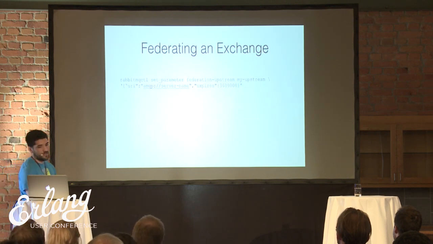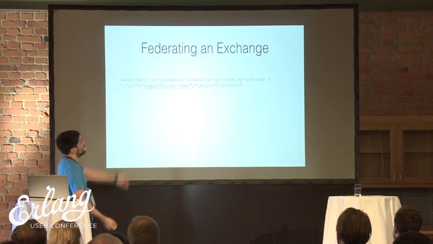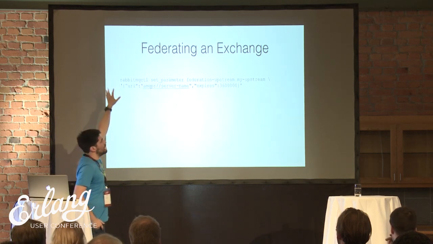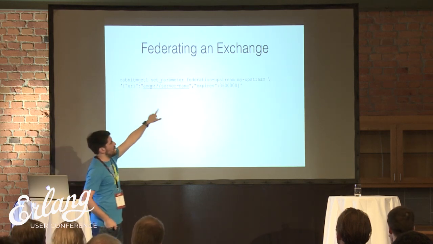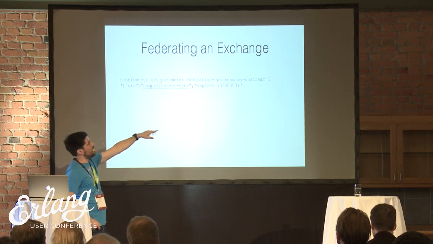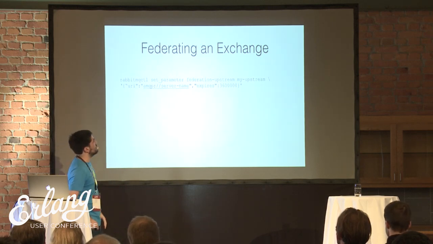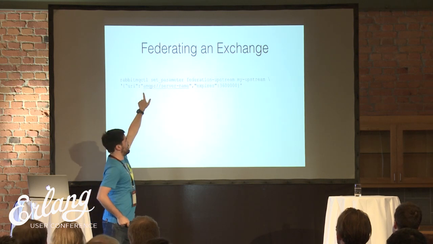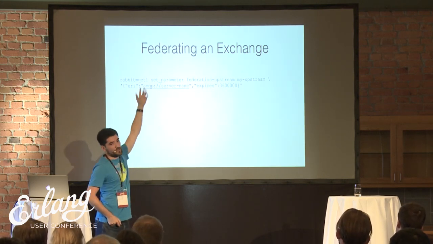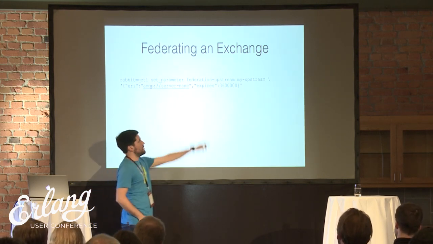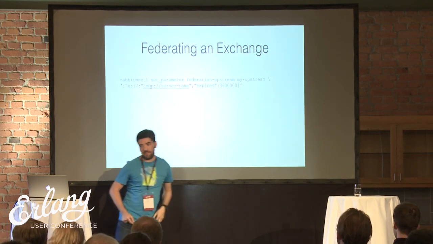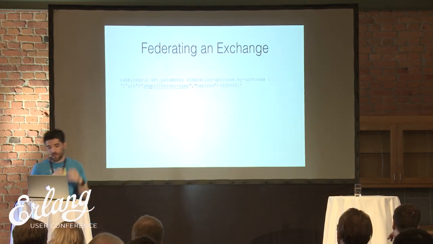And this is how to set a parameter. We are going to use rabbitmqctl. This is command line stuff from Rabbit, setting a parameter called federation-upstream. My upstream is the name I'm going to give it. And then I just specify an AMQP URI to connect to the remote server. And I'm telling how long to keep messages around in the local machine.